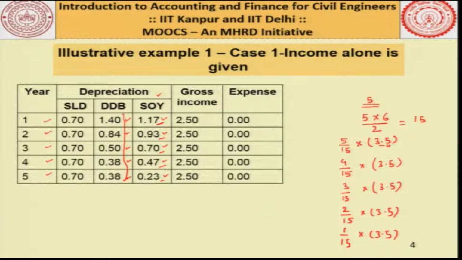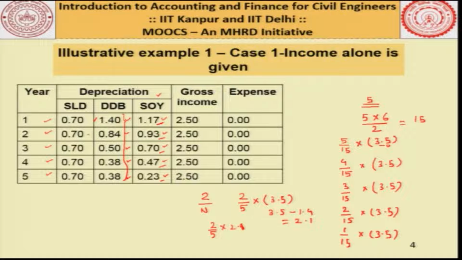When it comes to the double declining balance method, the rate of depreciation is going to be 2 by n. So, the first year it will depreciate by 2 by 5 multiplied by 3.5. We will find that in the first year itself, the depreciation is going to be 1.4 lakhs. For the next year, the book value is going to be 3.5 minus 1.4, which is 2.1. So, the next year my depreciation is going to be 2 by 5 of 2.1.